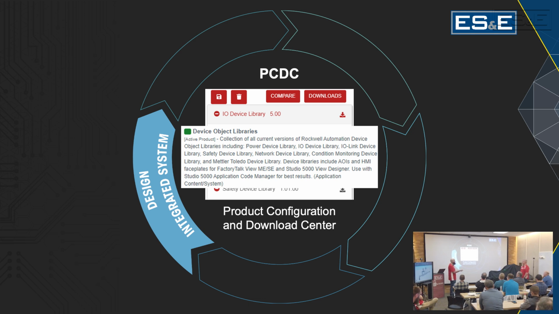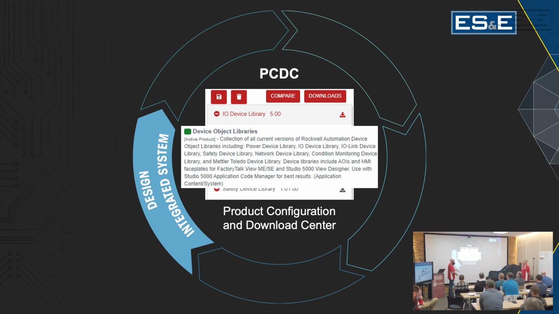What you do is you go to the Product Configuration and Download Center, PCDC. It's really easy to get to now. It used to kind of be hidden. Right there on the main page. So you go to the PCDC and you can have access to all this. All of these things together are called the device object libraries.